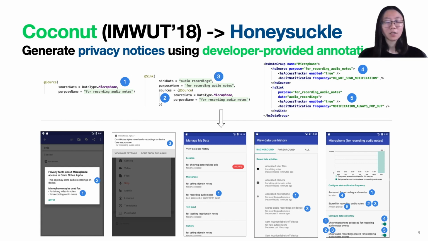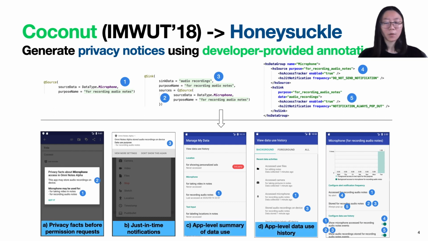To tackle these challenges, we propose a new approach to create in-app privacy notices and present Honeysuckle, an Android developer tool, to support this approach. Basically, Honeysuckle only requests developers to annotate the code to specify how data is collected, stored, and sent out of the device, and it automatically generates privacy notices at compile time, based on code analysis results and the annotation information. Currently, our system supports generating multiple types of privacy notices that show up at different timings, such as before permission request, right after data collection or transmission, or upon user request.